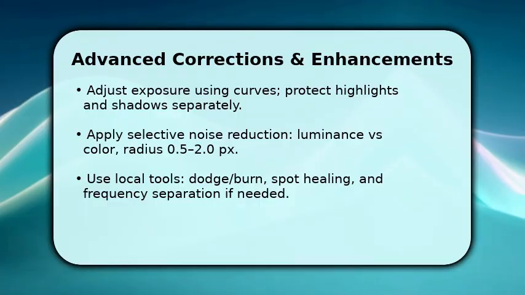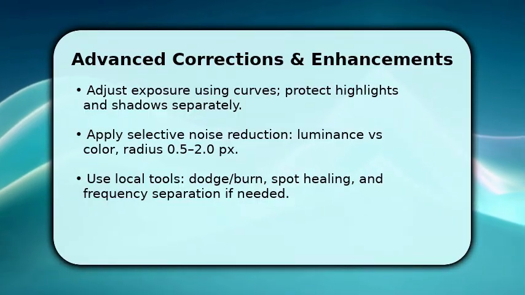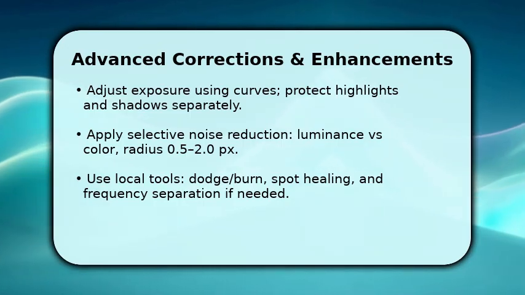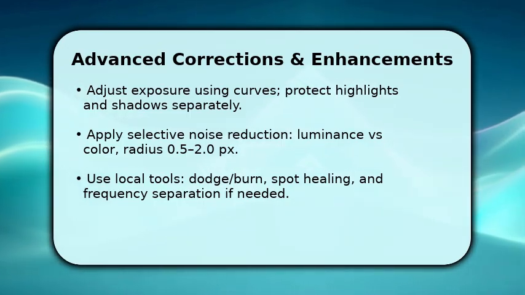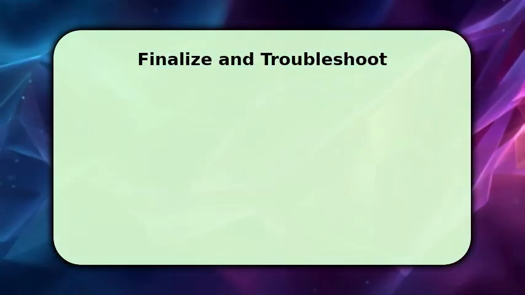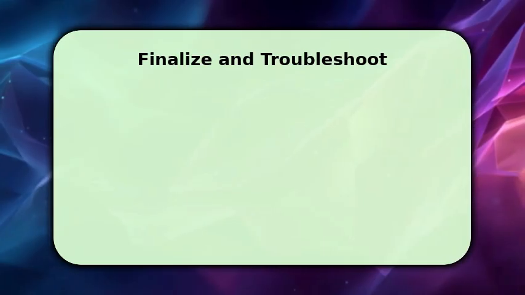Then move to local edits. Heal sensor dust, dodge, and burn to shape contrast, and consider frequency separation for texture versus color cleanup. Finish by preparing the image for its destination. You should sharpen based on output size, using modest radius and amount so you enhance detail without halos.